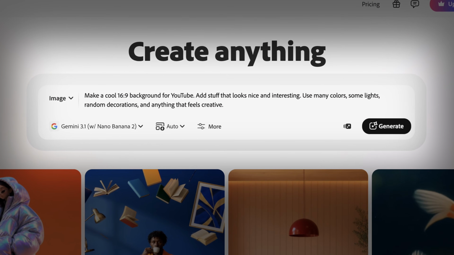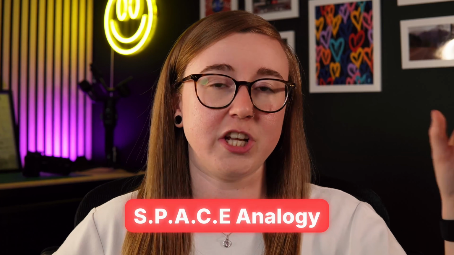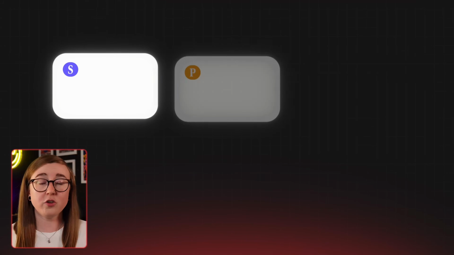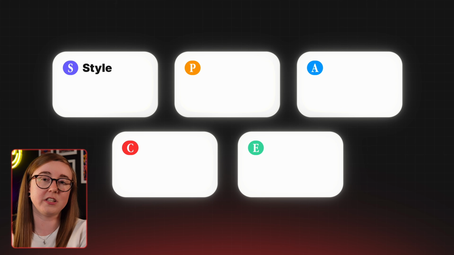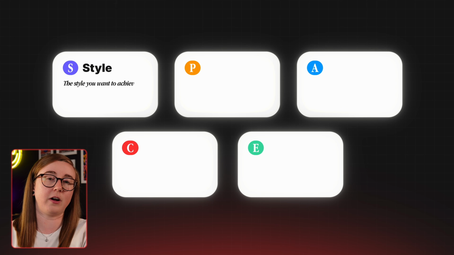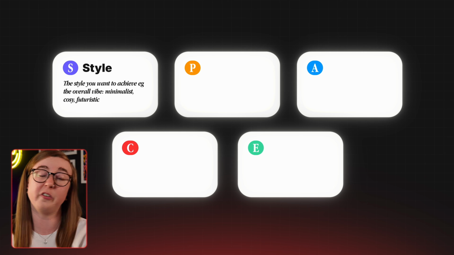A vague and generic prompt is going to give you a bad background, so it's good to be as detailed as possible. However, if you have no idea where to start, you can always use the analogy of space. Let me explain. Within your prompt, you're going to want to note down 5 key aspects, starting with S, which is the style. So what style do you want the background to look like? Are you going for a minimalistic tone or something cozy or futuristic?